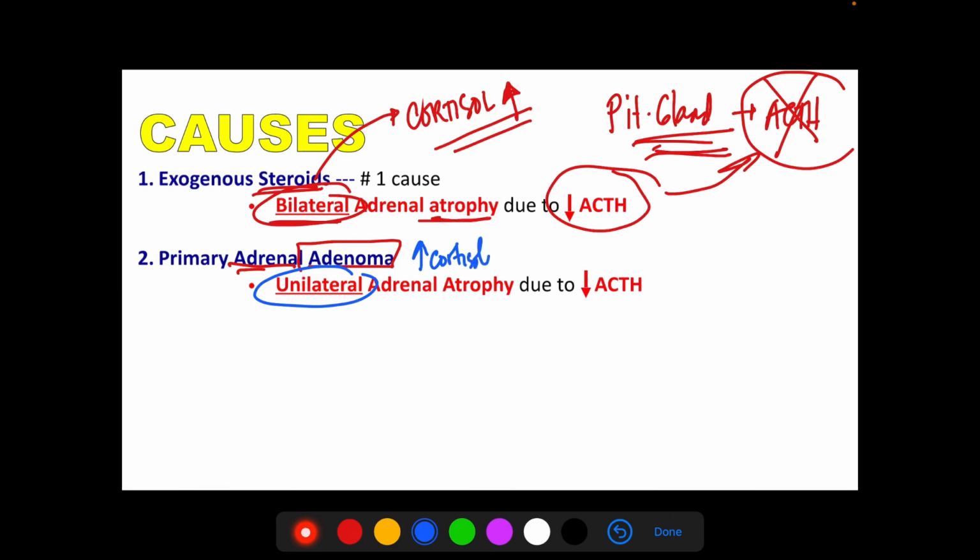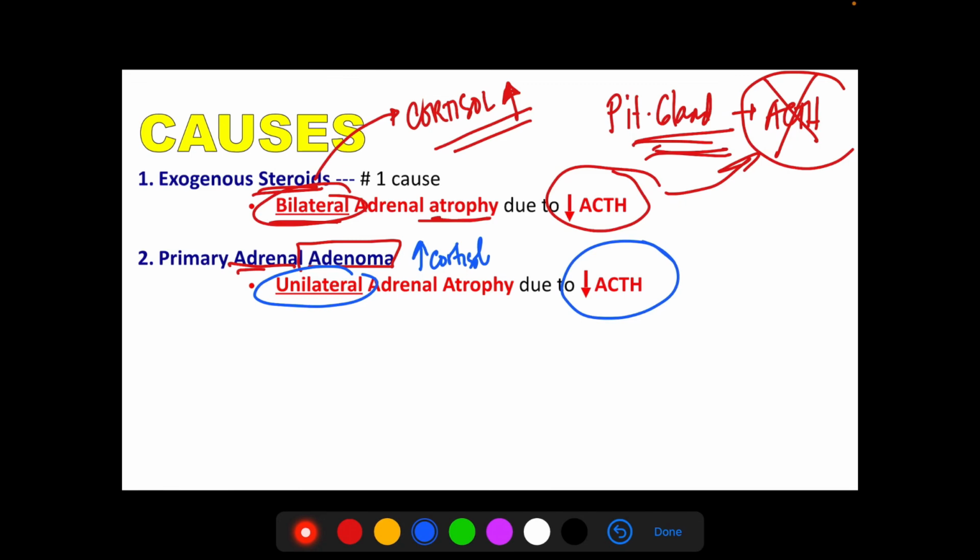So, what's the cause of that one? The adenoma secreting an increased level of cortisol. Now, the cortisol will negative feedback the hypothalamus to stop the production of CRH. Once there is no CRH production, the pituitary gland will also not produce ACTH. So, still, the ACTH is decreased in this condition.